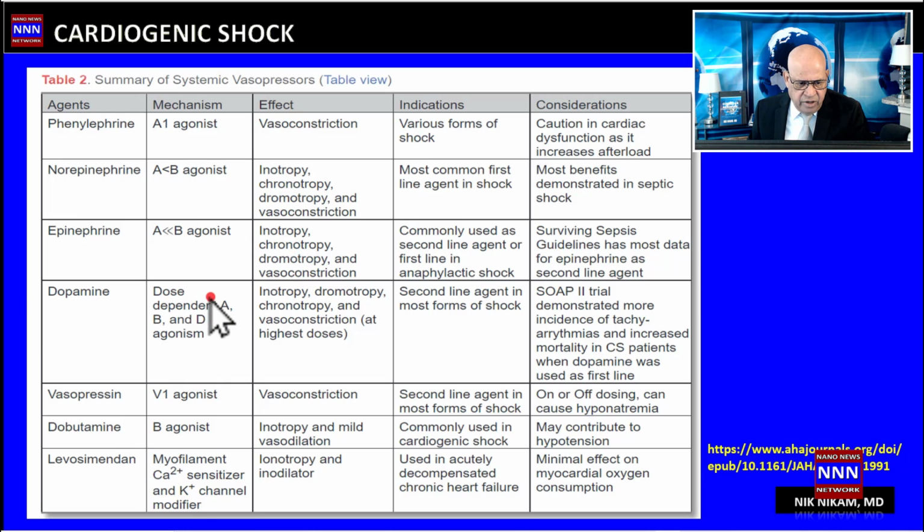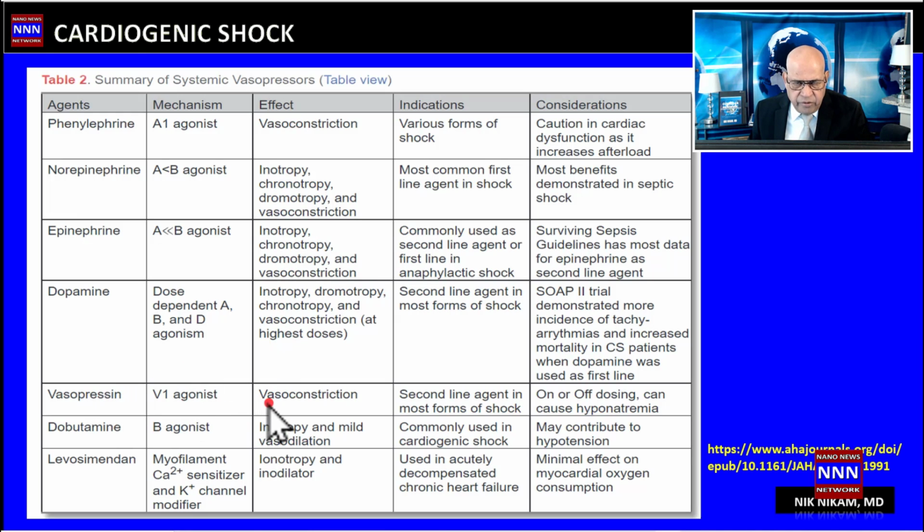And dopamine acts on alpha, beta, and dopaminergic receptors. It increases the heart rate, it increases the contractility, it causes vasoconstriction, and of course this is most commonly used in supporting blood pressure in most patients. But in patients with cardiogenic shock, you prefer to use maybe initially phenylephrine and either epinephrine or norepinephrine to give complementary benefits in terms of maintaining the vascular volume and pressure.